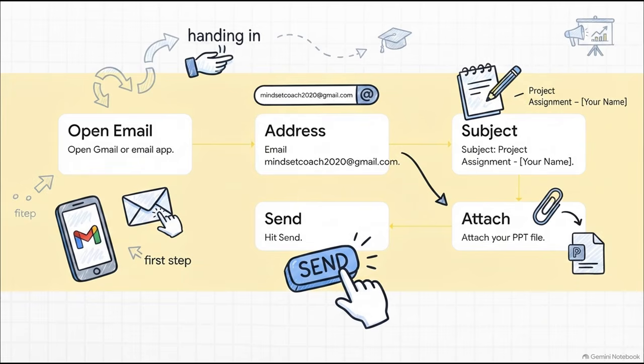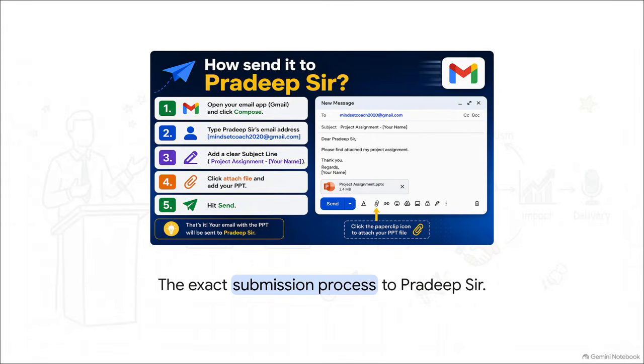And fifth, hit send. So when you're drafting that email to Pradeep sir, make sure everything is perfect. Double-check the exact address in the to field. Ensure the subject line is formatted exactly right. Write a polite professional message in the body. And guys, this is absolutely crucial. Do not forget the paperclip icon. Make sure you actually click that paperclip to attach your 18+ slide masterpiece before you even think about clicking that blue send button.